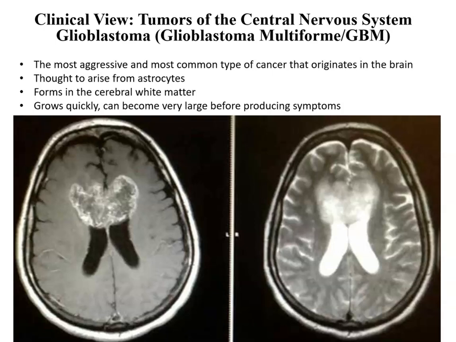So this is the most aggressive and most common type of cancer that originates in the brain. It's thought to arise from astrocytes, although we're not sure exactly what cell it arises from. The tumor forms in the cerebral white matter, and it grows quickly. It can become very large before producing symptoms.